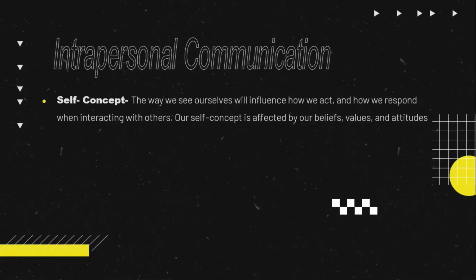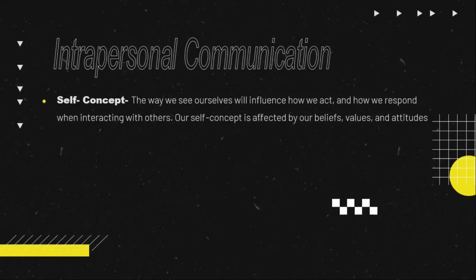So first is self-concept. Self-concept is the way we see ourselves, and it will influence how we act and how we respond when interacting with others. Our self-concept is affected by our beliefs, values, and attitudes. And just to add, self-concept is also affected by our culture. So the way we see ourselves is important because that will reflect on our characteristics.